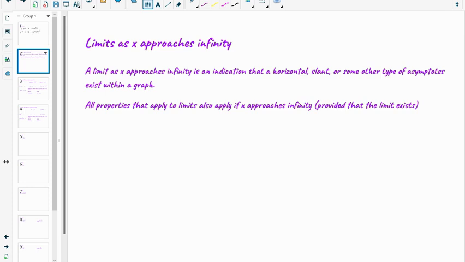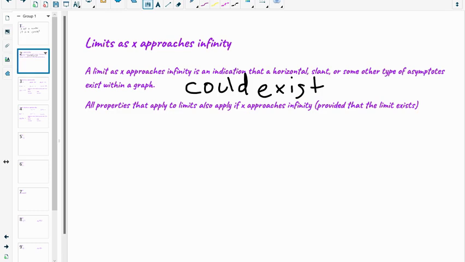Limits as x approaches infinity. A limit as x approaches infinity is an indication that a horizontal, slant, or other type of asymptote could exist within the graph. It's not automatic. You can do limits at infinity for polynomial functions, and you're not going to get a horizontal asymptote out of those.